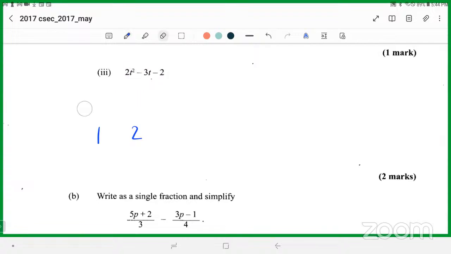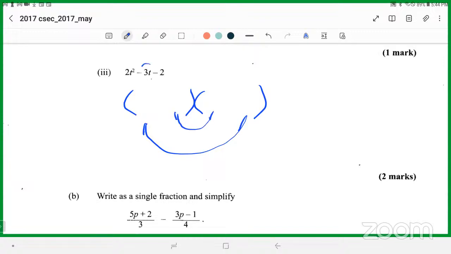All I know, remember, is that when I put up my brackets like this, the far product and the near product must give you the middle term. All right? So the factors of this one first can only be 2t and t. Then the factors of this are 1 and 2. It doesn't matter where you put the 1 and where you put the 2.